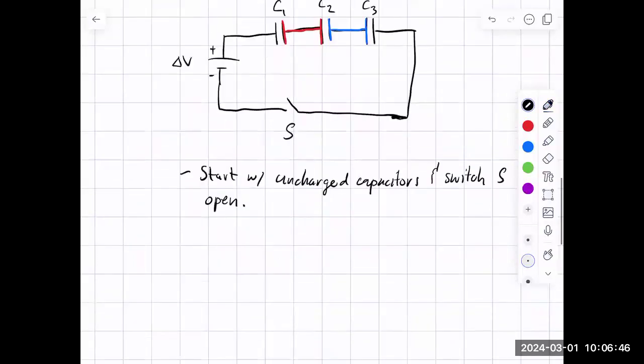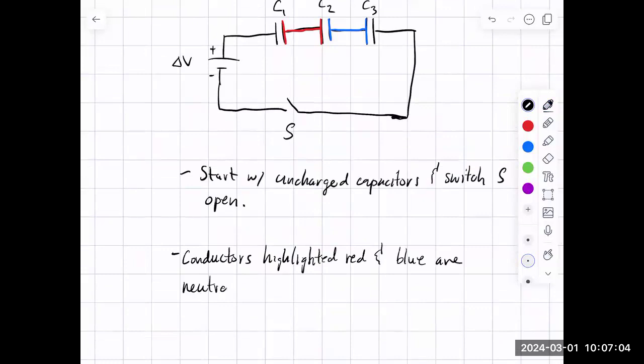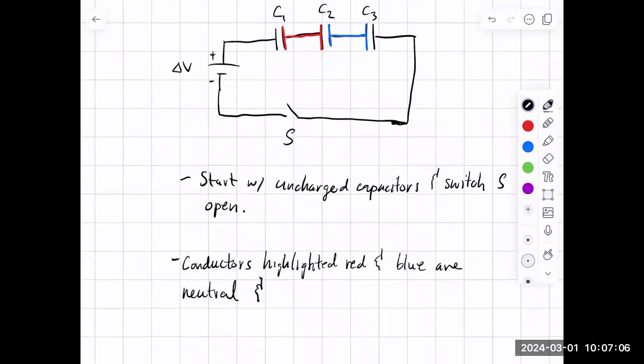So let's make that observation. The conductors highlighted red and blue are neutral, and they're isolated from the rest of the circuit.